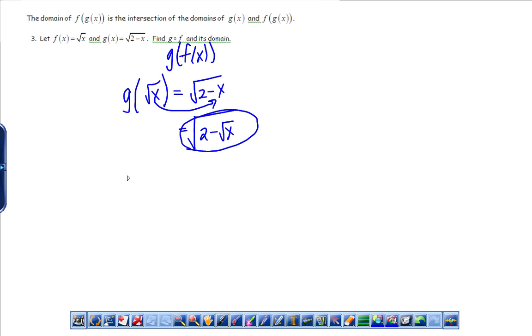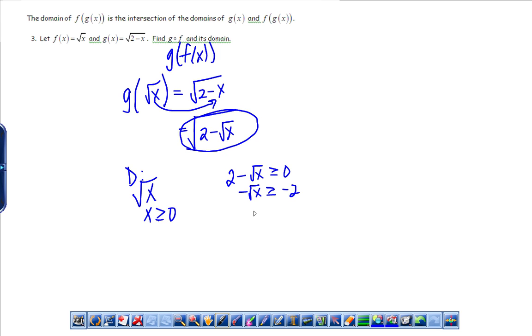So now we need to find the domain. And in order to do that, you need to find each square root. So to find the domain of this one, you just take x, and that's going to be greater than or equal to 0. And then you need to take this whole thing and do the same thing. So you're going to say 2 minus the square root of x is greater than or equal to 0. So negative square root of x is greater than or equal to negative 2.